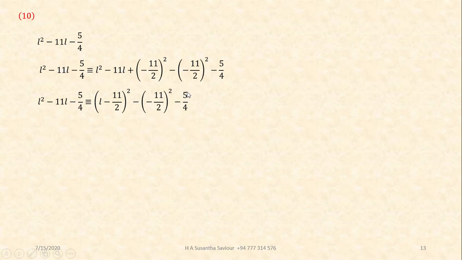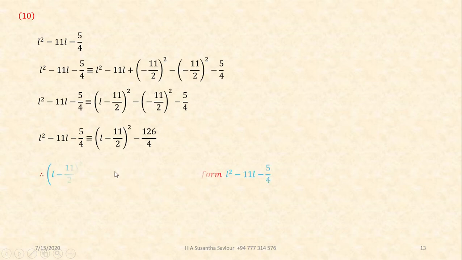This is minus 5 over 4. Then this will be 126 over 4. So this is c minus 11 over 2 whole thing squared minus 126 over 4, which is the complete square format of this one. I think you got it very clearly. You can replay this and see.